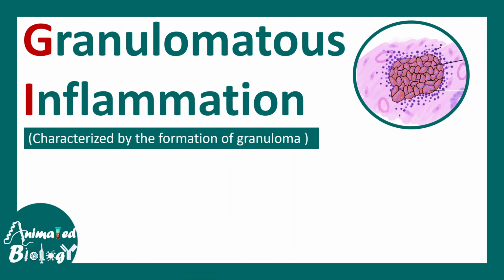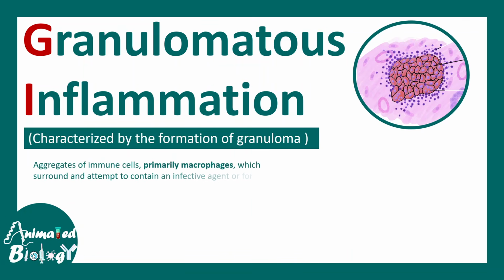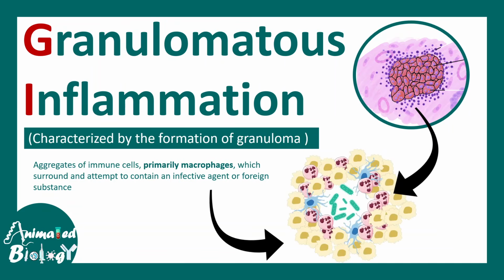Granulomatous inflammation is characterized by the formation of granuloma. So granuloma is basically an aggregate of immune cells, primarily macrophages, which is surrounded by lymphocytes. Now these granulomas form because the immune system wants to contain the bacteria which are hard to eliminate. So the immune system doesn't allow these bacteria to spread throughout the organ. They want to confine these bacteria into a particular volume. So that is how granuloma forms.